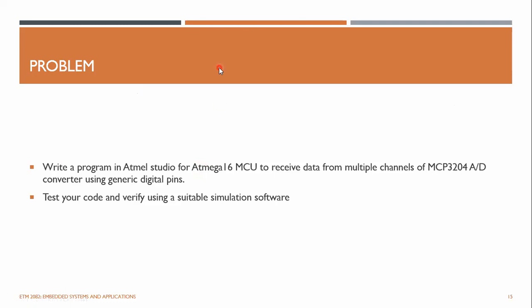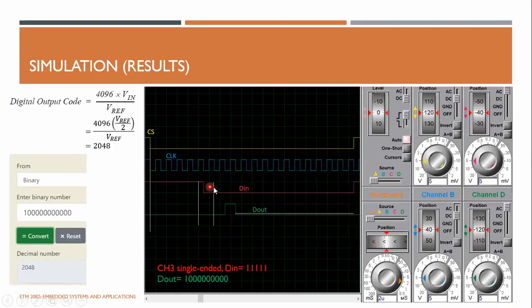So that concludes the SPI communication protocol, and I hope this was useful for you to understand what the serial peripheral interface is, how to connect external peripherals like this ADC converter, and how to get the data and read the data correctly. Writing the code for that, I am giving you as a problem. You can test it using a simulation package, so you can verify if it is working properly.